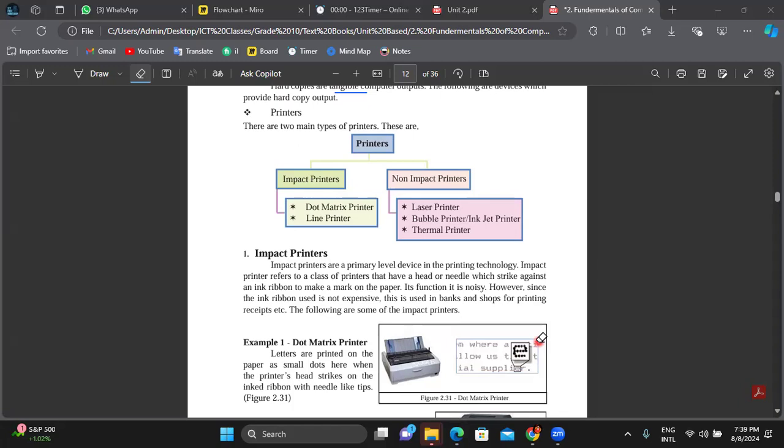The non-impact printers are laser printers, bubble printers, and thermal printers. Thermal printers use thermal technology, while impact printers use needles, as I said. Non-impact printers use two types of technology: light and heat. Laser printers use light, and light also means they use the heat from the light. So laser printers use heat. Thermal printers use heat as well.